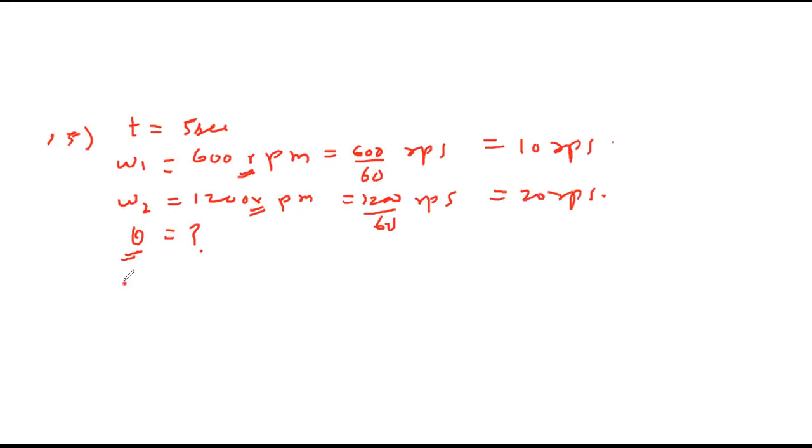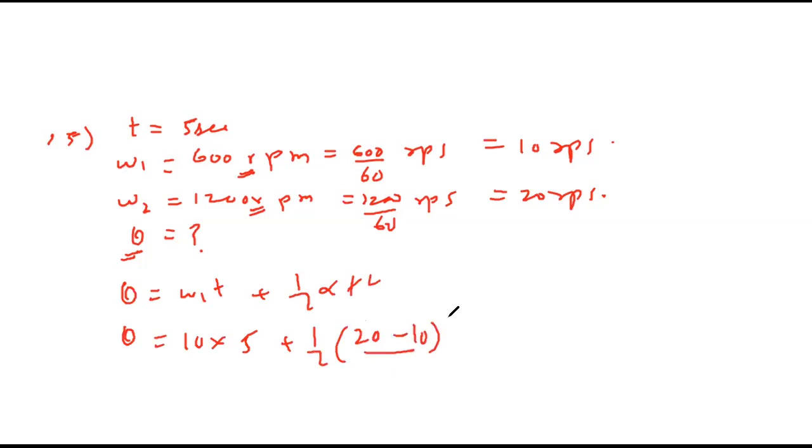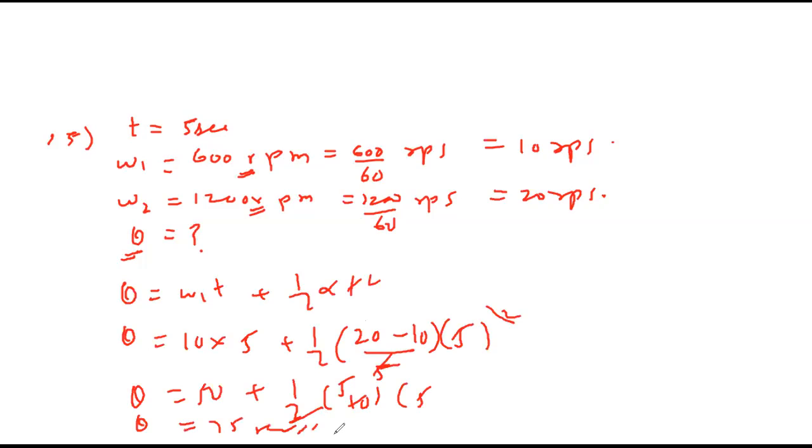So we want theta. Theta is omega 1 t plus half alpha t square. So theta is 10 into 5 plus half into alpha, which is omega 2 minus omega 1 upon time, into time square. Time 5, I can cancel. So theta is 50 plus half into 10 into 5. 2 into 5 is 10. So theta equals 75 revolution. 5 into 5, 25, plus 50, 75.